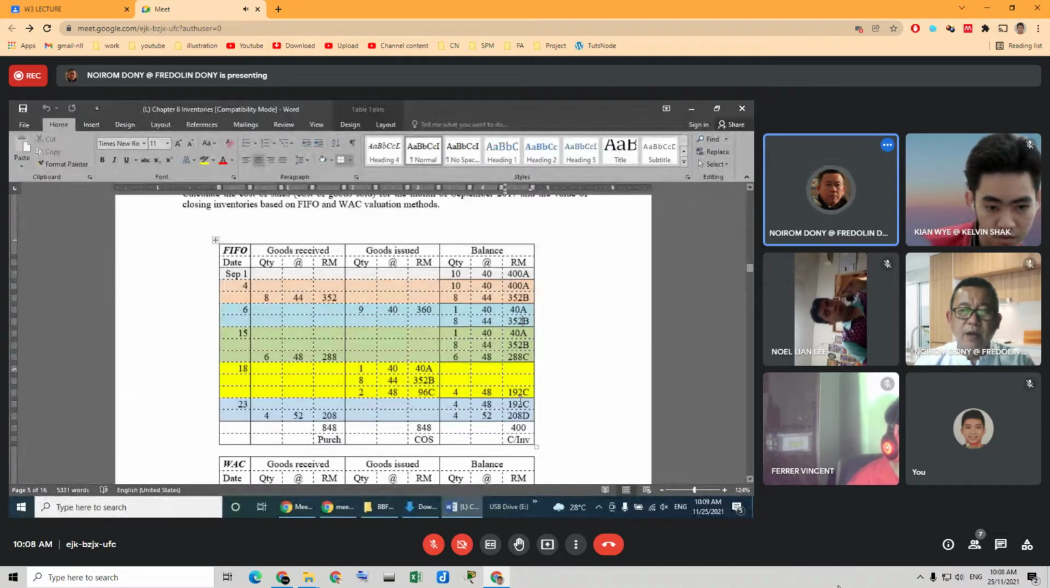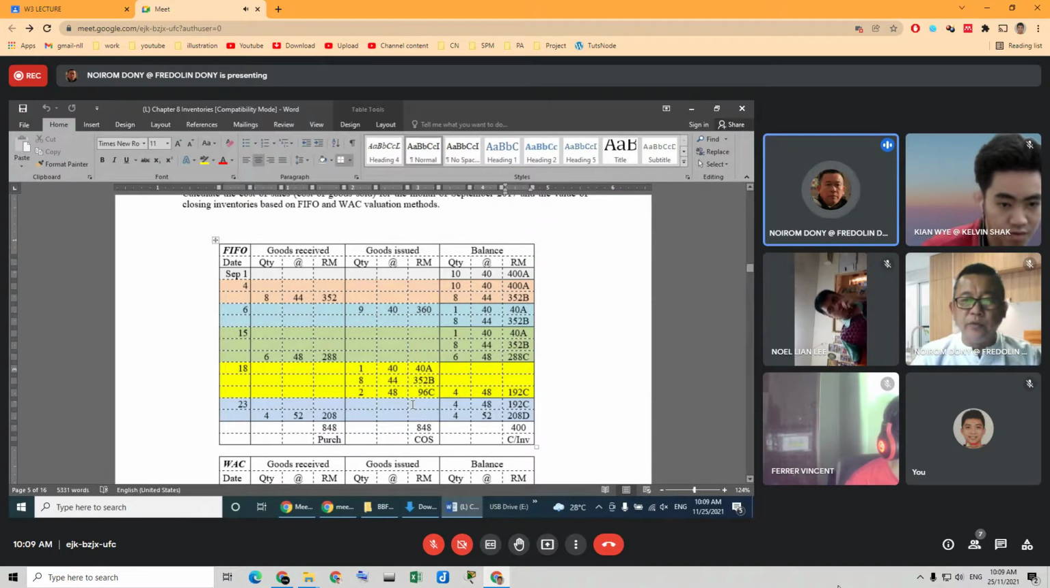Yeah, the last row, or the last transaction for the month. So 192 plus 208, 400. But for the issued column, you can take the value column plus the value column that is available. So we have one, 360, second one, 40, 352, 96. So altogether, 848. So this is cost of sales. So we already fulfill the question requirement.